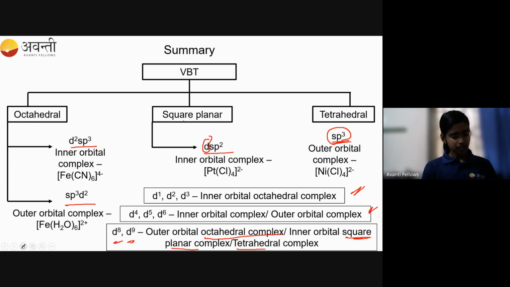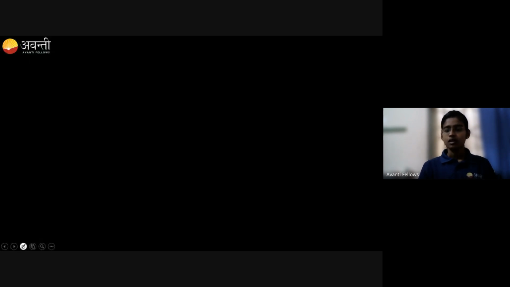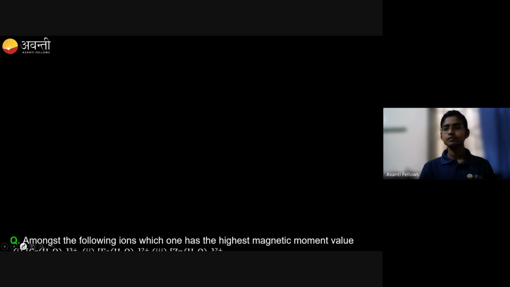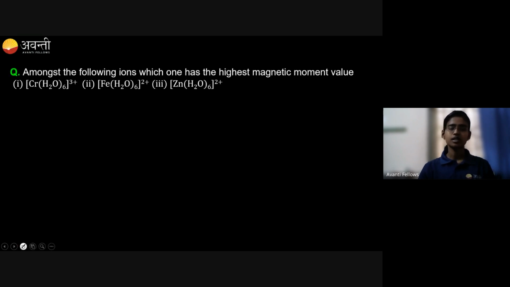So what is the time now? It is 4:47. So I'll give you some questions for homework. Take down this question: among the following ions, which one has the highest magnetic moment value? I think we can solve this question in the class now itself. First question I'll do. Second and third, you have to do and give me the answer.